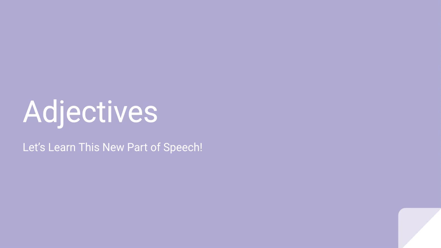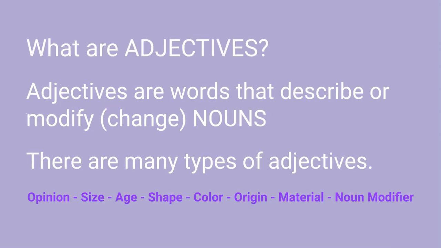Hi students! In this video, we're going to learn about adjectives. We're going to learn this new part of speech in this video. What are adjectives? Adjectives are words that describe or modify nouns. What this means is that we use words to explain, to describe, to talk about a noun. But we have many different types of adjectives.